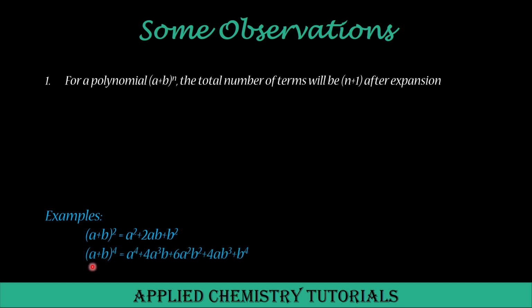Similarly, for (a + b)^4, we should have 4 + 1, or 5 terms after expansion, and we can see that (a + b)^4 = a^4 + 4a^3b + 6a^2b^2 + 4ab^3 + b^4.